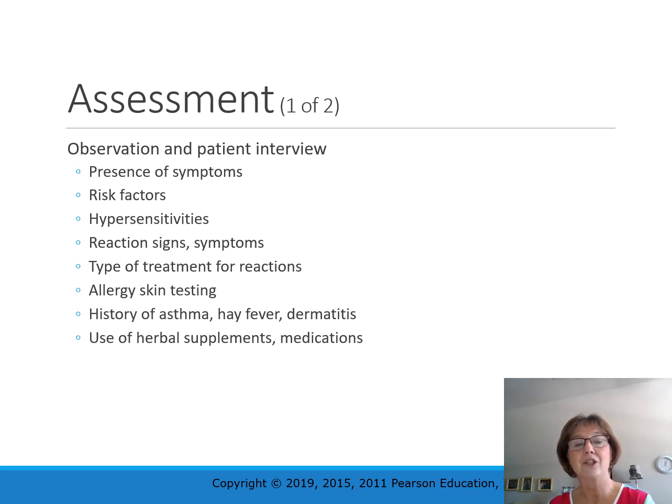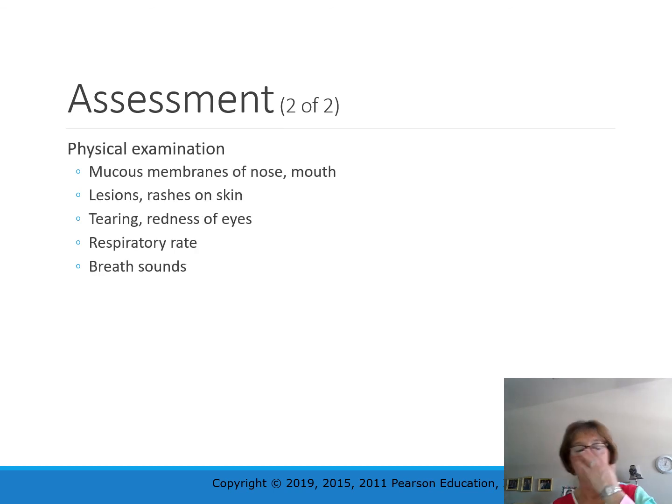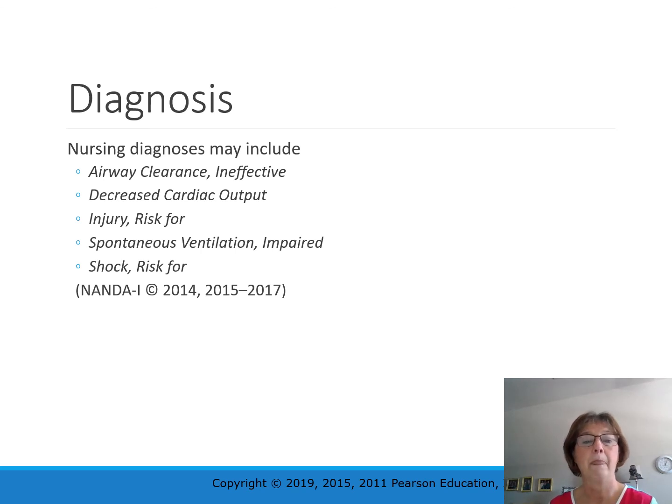We want to observe for reactions and symptoms. The breathing, my throat feels like it's closing up. I can't breathe, those type of things. And then we definitely want to talk about herbal supplements and medications. What we have to ask, what are you allergic to? The physical, we look at the mucous membranes. Is it dry, or is it a lot of drainage? Do you see lesions and rashes? Are your eyes red and irritated? A lot of watery drainage from the eyes? What's the respiratory rate? Are they having difficulty breathing? What are the breath sounds? Listen to their breath sounds. Are they absent, diminished? Nursing diagnoses, ineffective airway clearance. You don't always have to have mucus to have ineffective airway clearance.